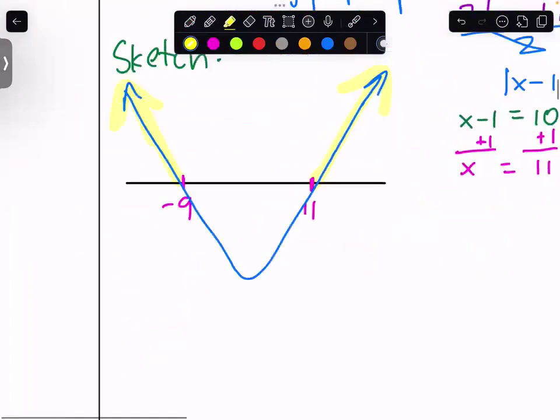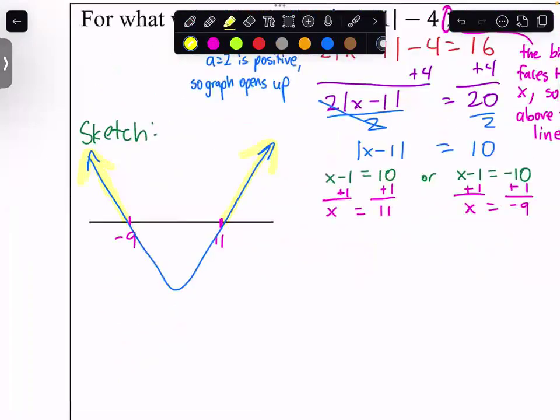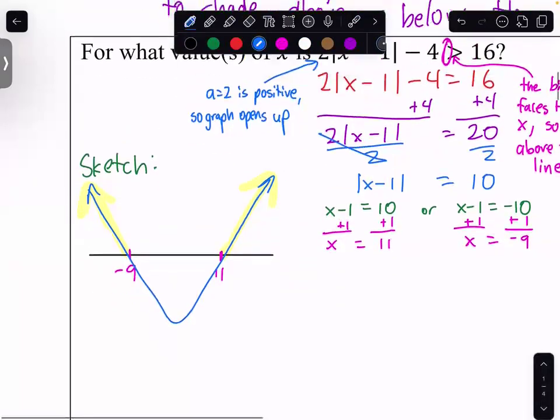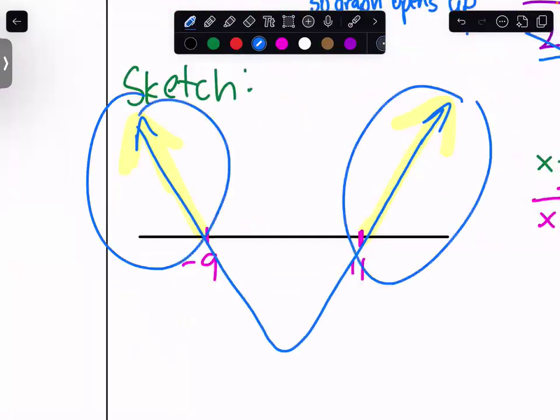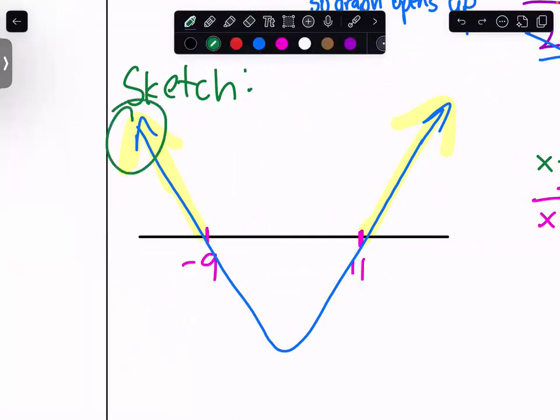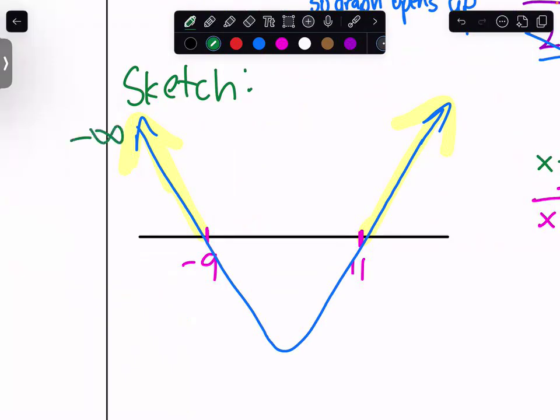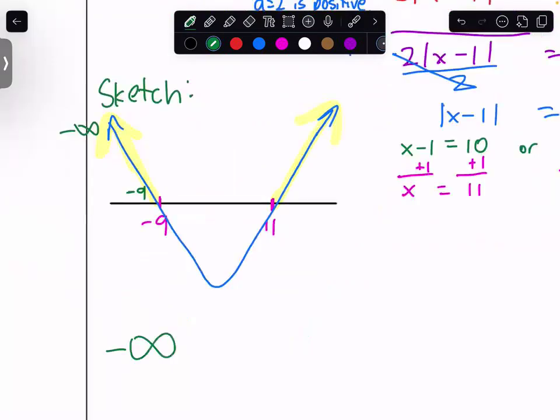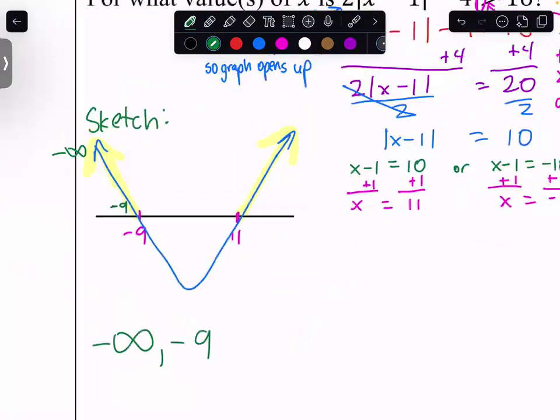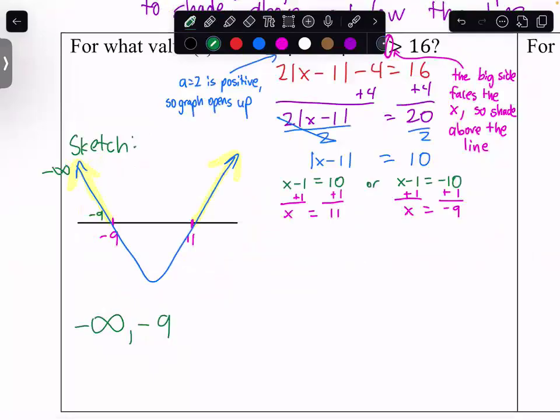Okay, and from here, we are going to do the same interval notation that we did last unit. We want to state for which x values we shaded the graph. Okay, so this shading goes forever. Yes, the y values are going up, but we want to list the x values. The x values are going towards negative infinity. Okay, so this section goes from negative infinity up to negative 9. Okay, so negative infinity comma negative 9.